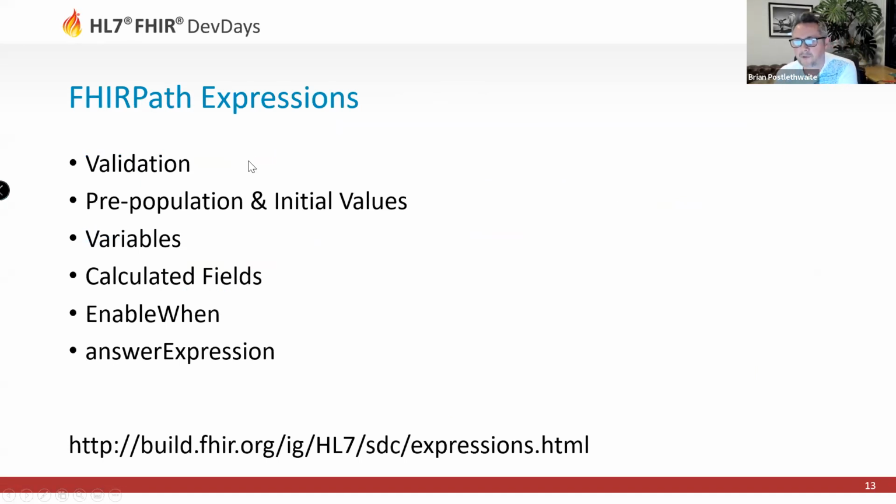Yeah, so what do we use those FHIRPath expressions for that we just saw from the SDC IG? We can use them for doing validation. We can use them for pre-population and initial values. So the validation you can do cross-field, so that the review date has to be after the assessment date, and the assessment date has to be after the incident date, and the incident date has to be after the birth date. So you can do those sort of validation checks.